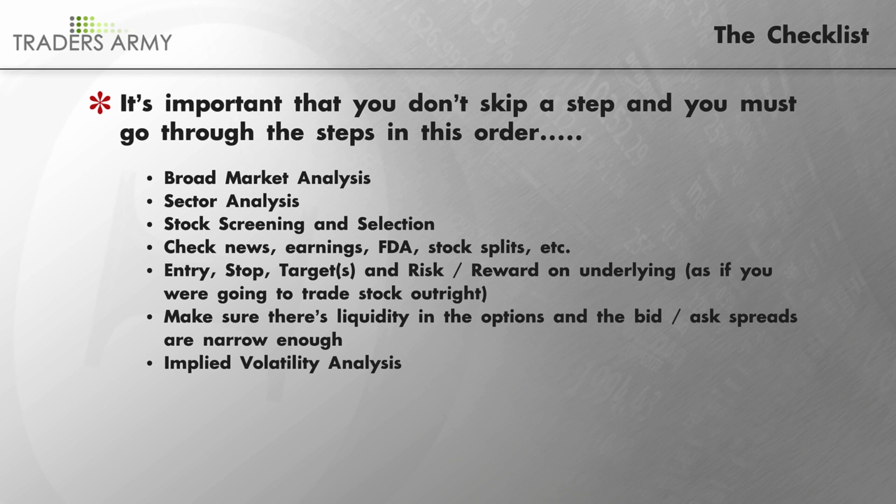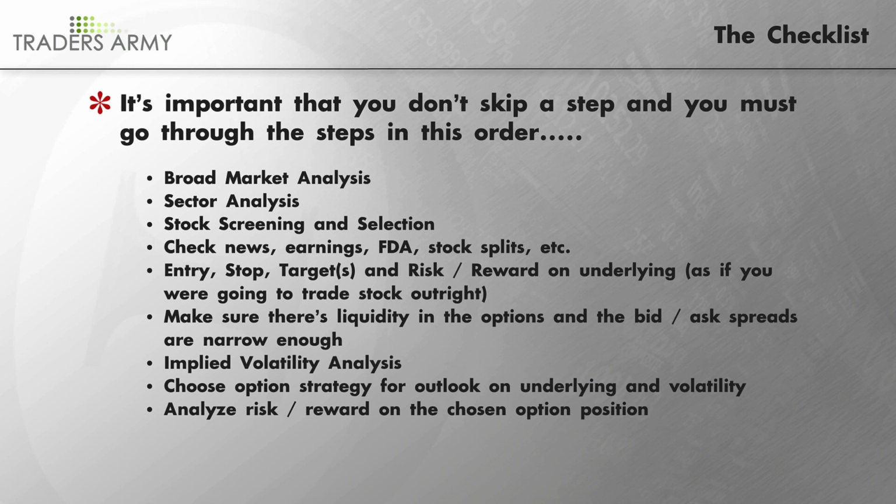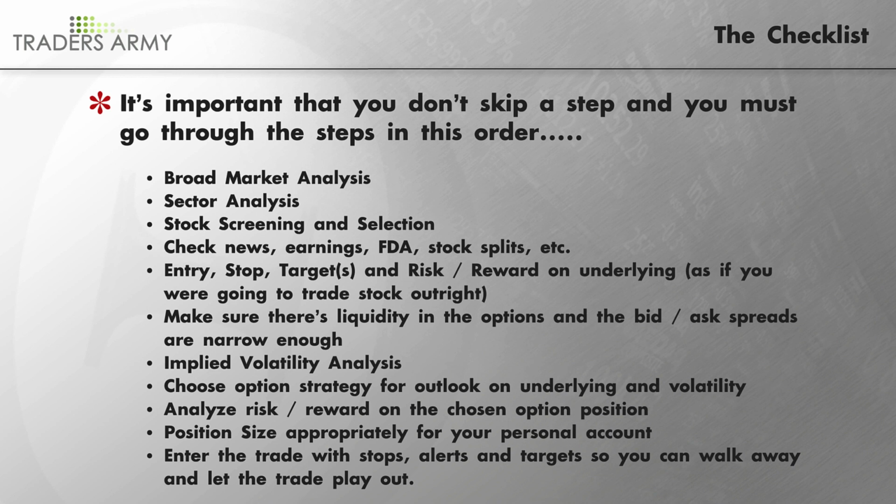We take a look at implied volatility to make sure that we understand the volatility environment. Are we overpriced, underpriced, or fairly valued in our options? Choose the option strategy for our outlook on the underlying and where we expect volatility to go in the future, and analyze the risk reward on that option position. Use our position sizing exercise to appropriately position size for your personal account, and enter the trade with all stops, alerts, any targets, so you can walk away from the trade and let it play out.